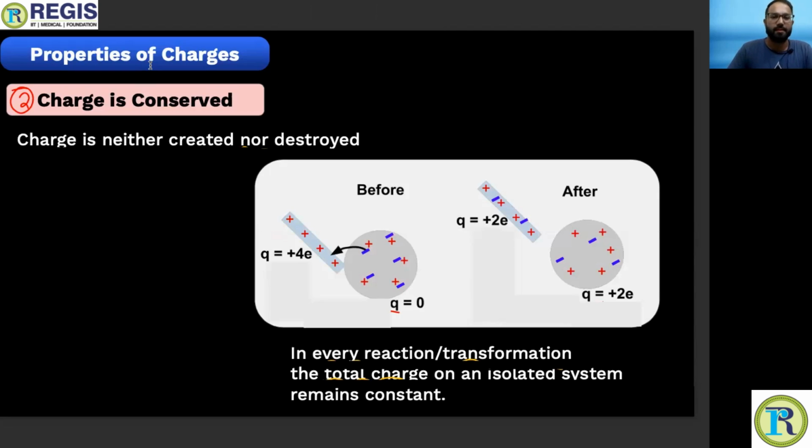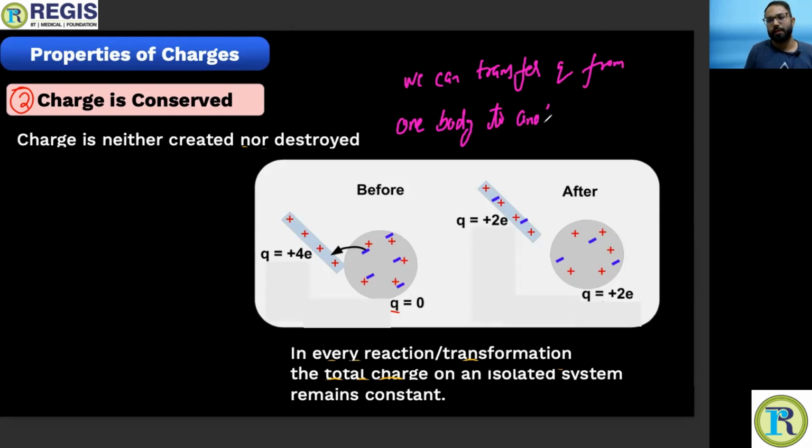Second property is charge is conserved. It means we can't create charge, we can't destroy charge. Charge is neither created nor destroyed, but we can transfer charge from one body to another body. Let me give an example. You can see here.